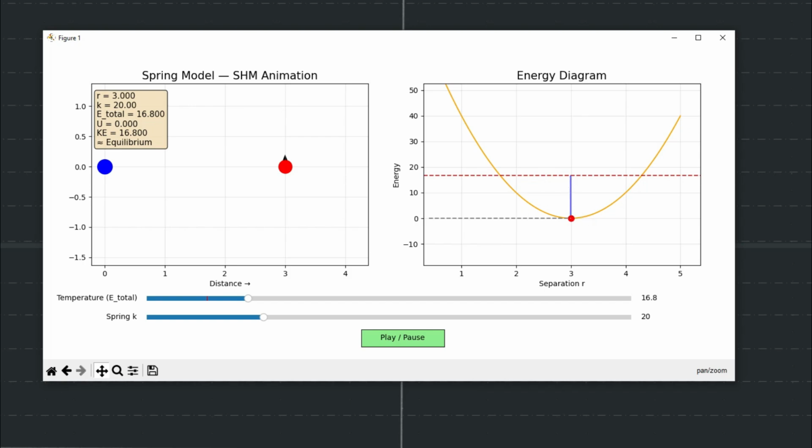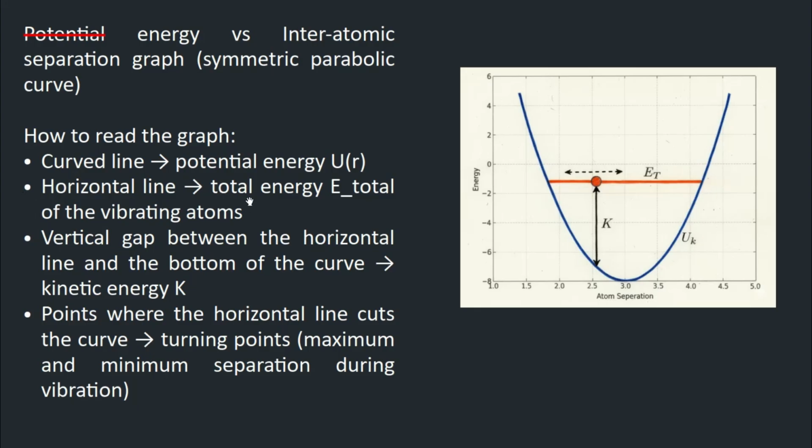And the blue line, let me go to the graph. The horizontal line, the red line, is the total energy of the vibrating atoms. This vertical gap between the horizontal red line and the bottom of the curve shows us the kinetic energy. Okay, so this gap shows us the kinetic energy. This blue line shows the potential energy, and this red line shows the total energy of the system. Is that clear? Potential, kinetic, and total energy.